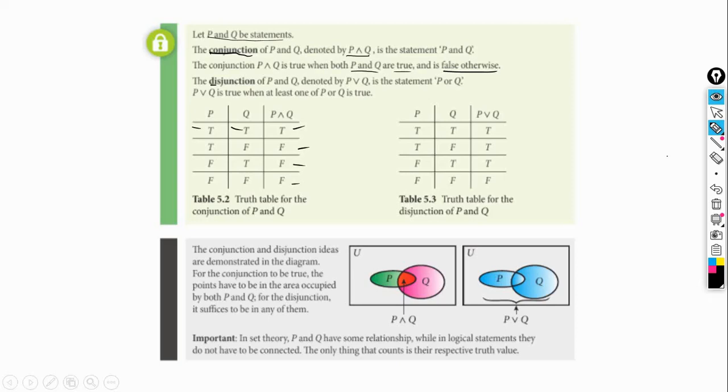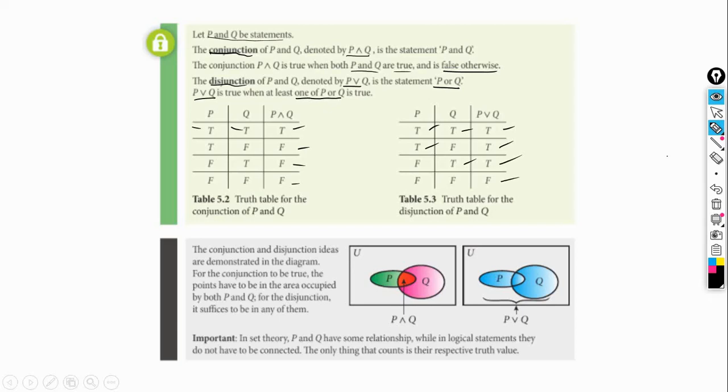The disjunction of P and Q, denoted by this, is the statement P or Q. P or Q is true when at least one of P or Q is true. So notice that here they are both true, therefore P or Q is true. P is true, therefore P or Q is true. Q is true, therefore P or Q is true. And it is only false when both are false.